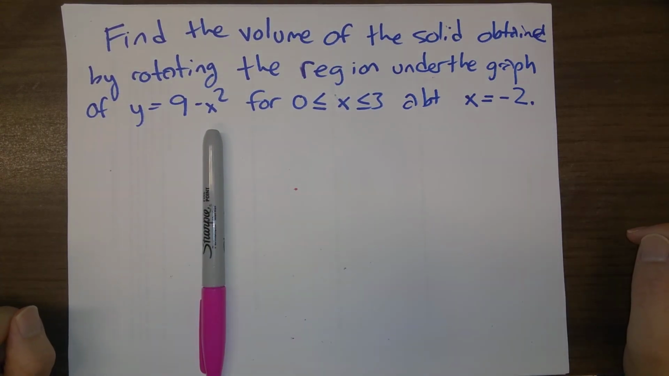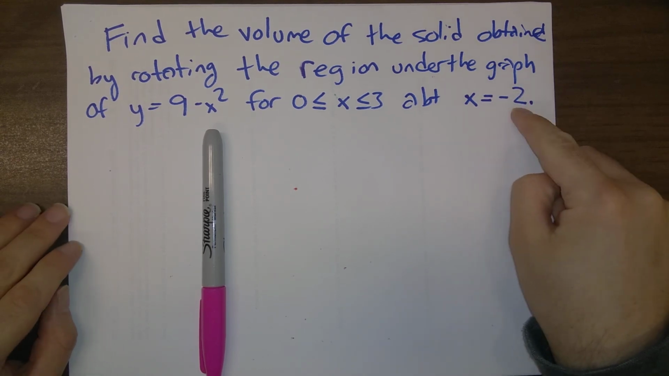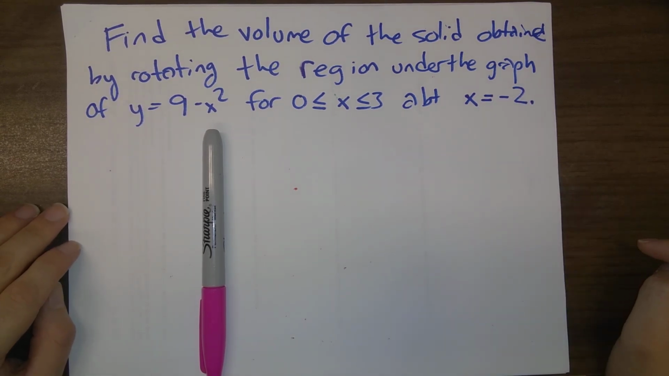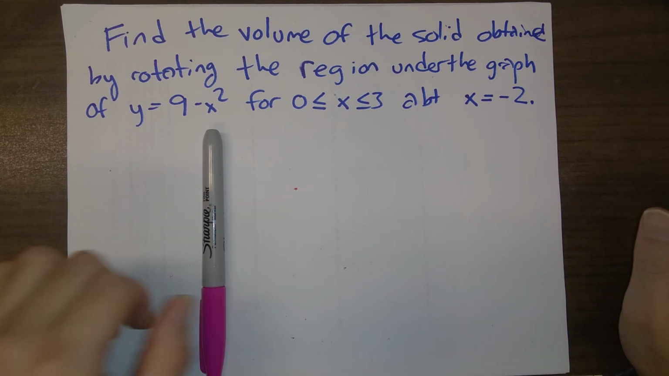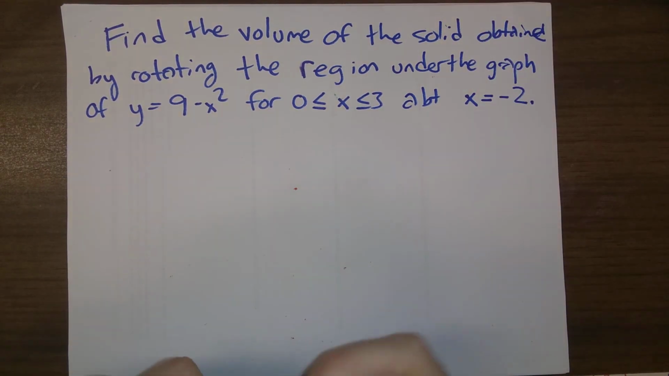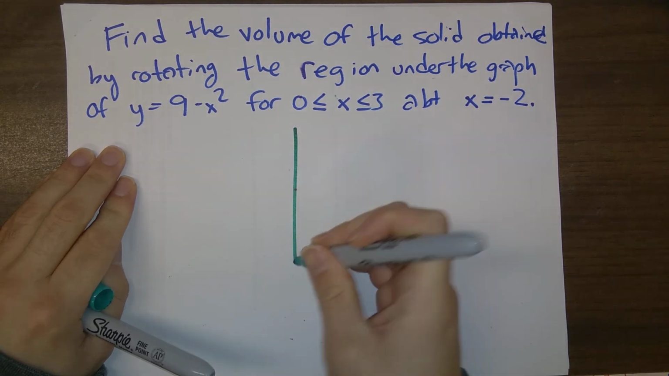So take a look at this problem. Find the volume of the solid obtained by rotating the region under the graph of y is equal to 9 minus x squared, x is running from 0 to 3, about the line x is equal to minus 2. Not y is equal to minus 2, but x is equal to minus 2. Let's draw a picture to get a sense of what's going on.